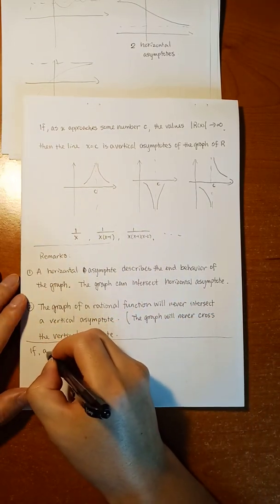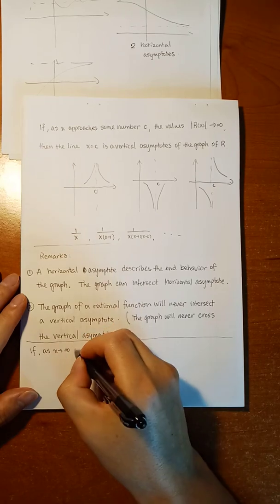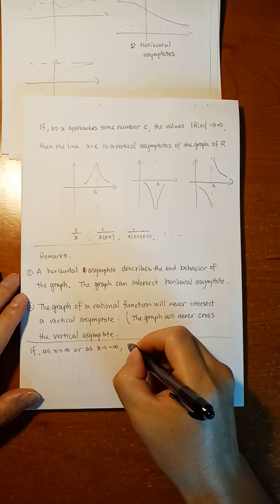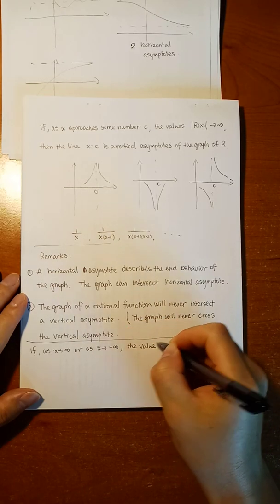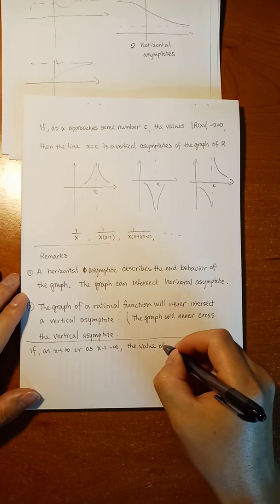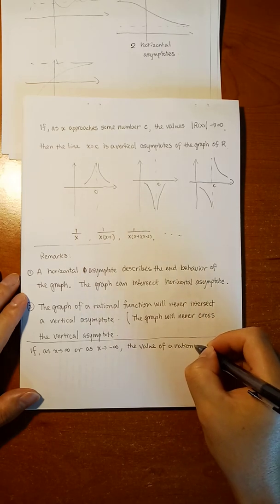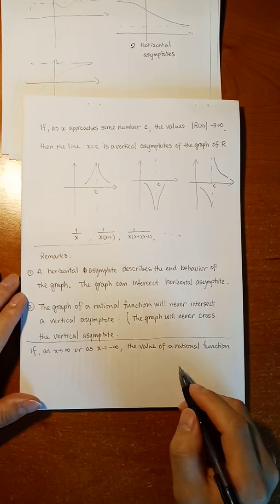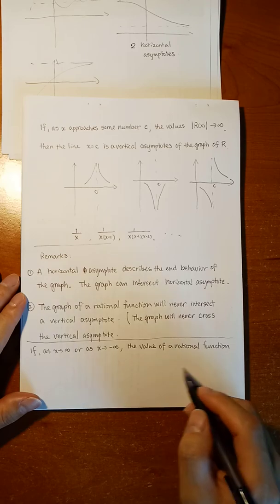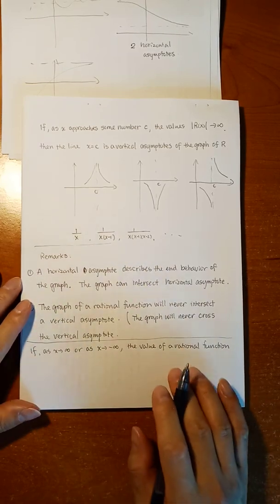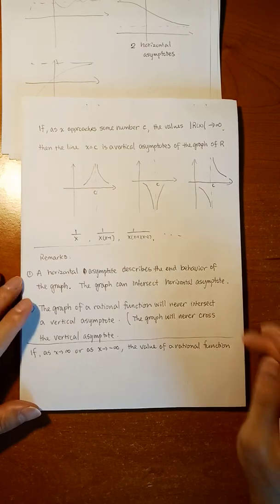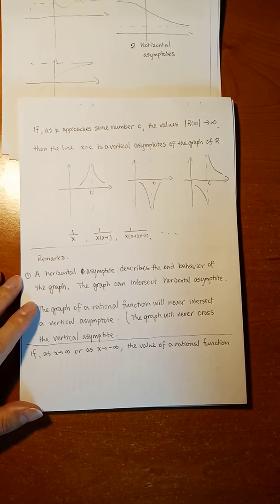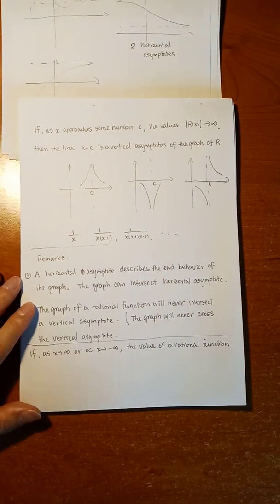If as x approaches infinity, or as x approaches negative infinity, the value of a rational function... Well, it's not just the definition for the rational function. It is also the definition for other functions. But in this section, we only discuss rational functions, so we put a rational function. But it can be any other function. For example, the hyperbola. The graph also has an oblique asymptote.